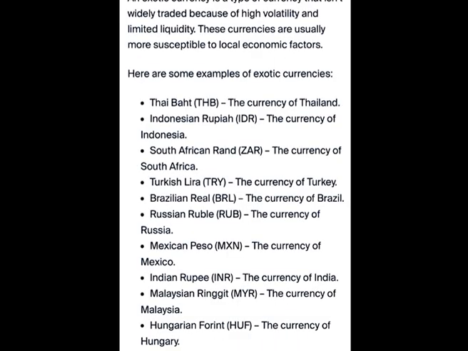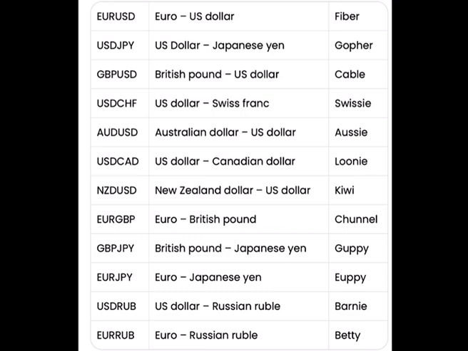Another one is exotic currencies. What are exotic currencies? An exotic currency is a type of currency that isn't widely traded because of high volatility and limited liquidity, meaning so many people are not trading them, like the Sierra Leone leone, the Thailand baht, right? The South African rand, the Turkish lira, the Brazilian real, right? These currencies are not widely traded in the market. So, different currencies and their names. You can take a screenshot of this, right?